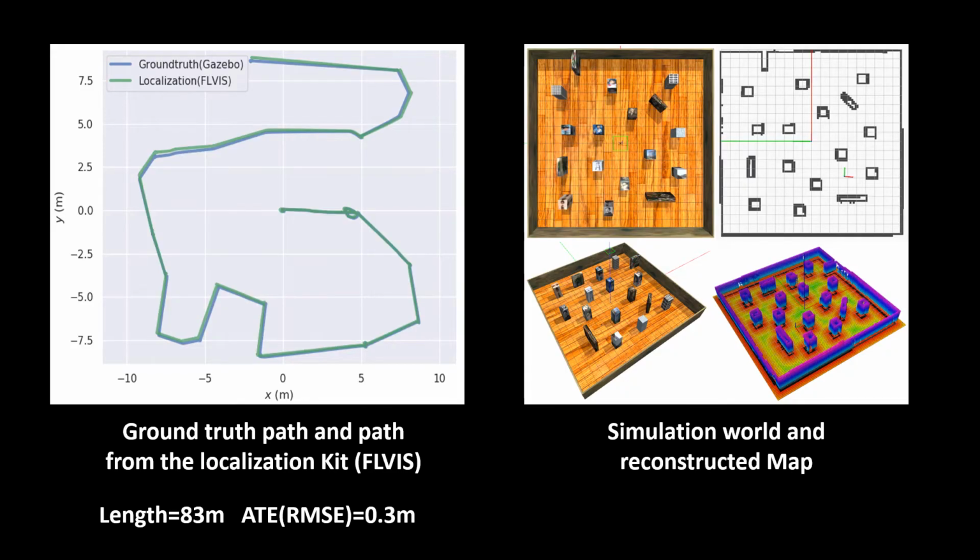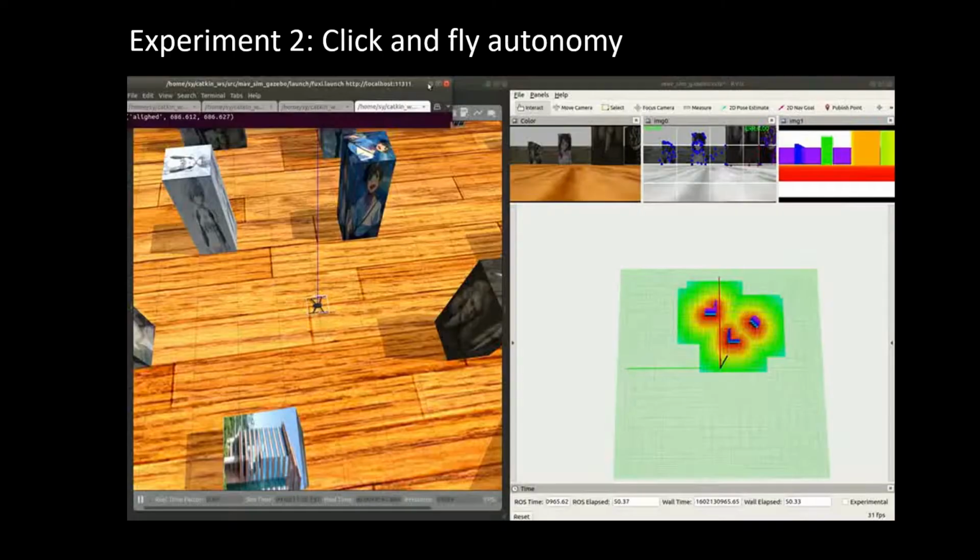To evaluate the system performance, we plot the ground truth path and the estimated path from the localization kit. The total length of the path is 83 meters, and the absolute translation error is less than 0.3 meters. Besides, good agreement between the simulation world and the reconstructed map can be observed, which means that the localization and mapping kits work out fine in the simulator.